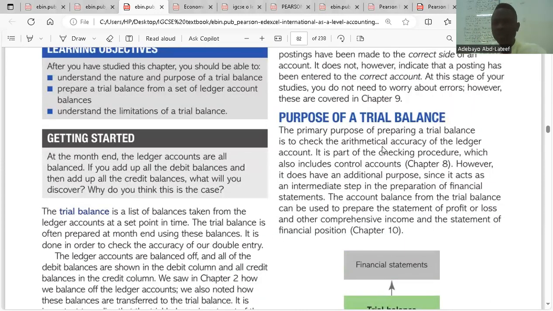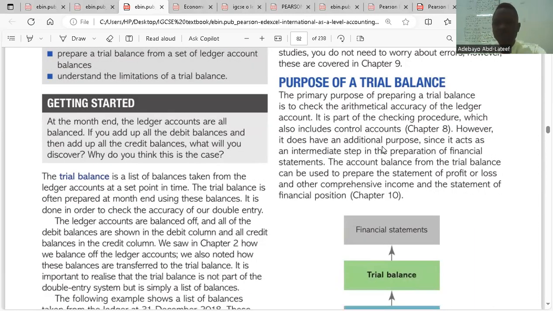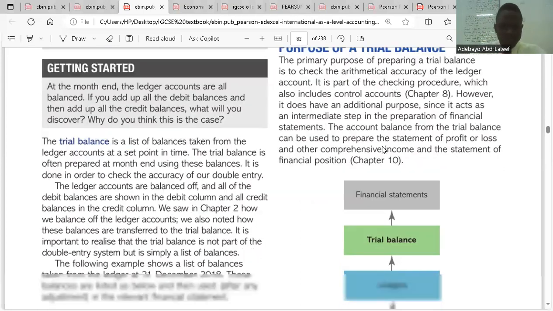So what is the purpose of having a trial balance? The primary purpose of preparing a trial balance is to check the arithmetical accuracy of the ledger accounts. It means that we need to be sure that all our calculations are right, all what we are supposed to add, we have added, all what we are supposed to subtract, we have subtracted. So the trial balance will allow us to know if we have done the right thing or not, because it has to balance. If it doesn't balance, it means we have made some mistakes.